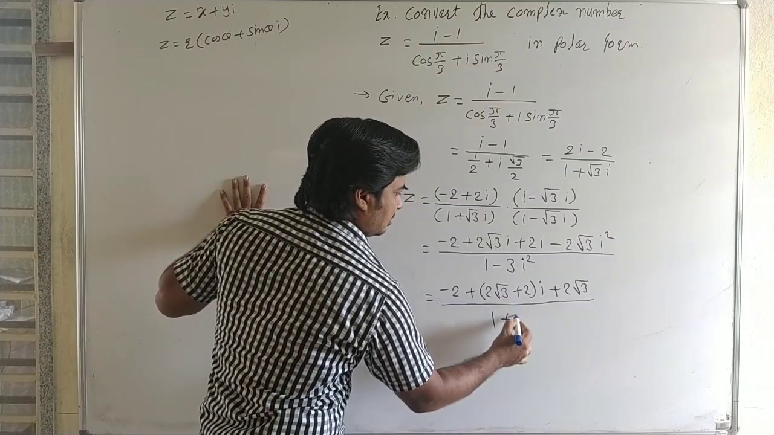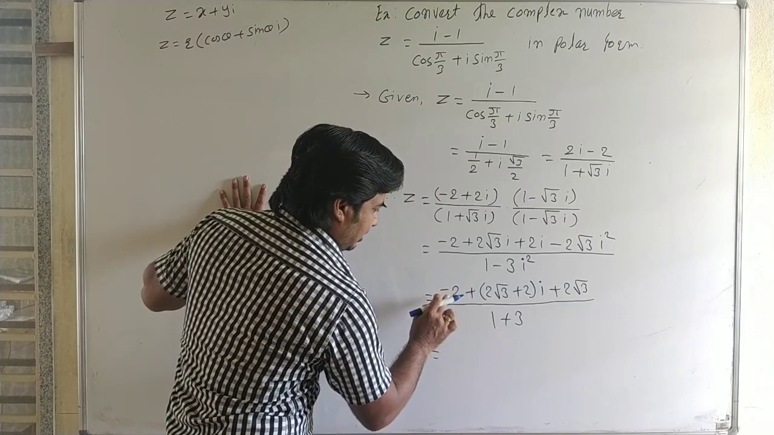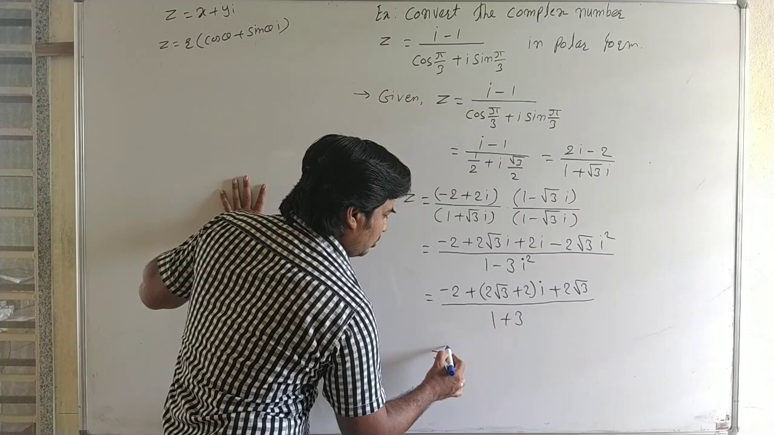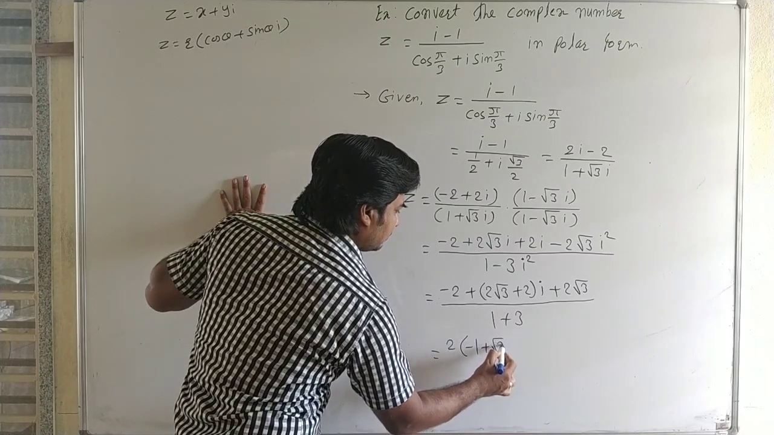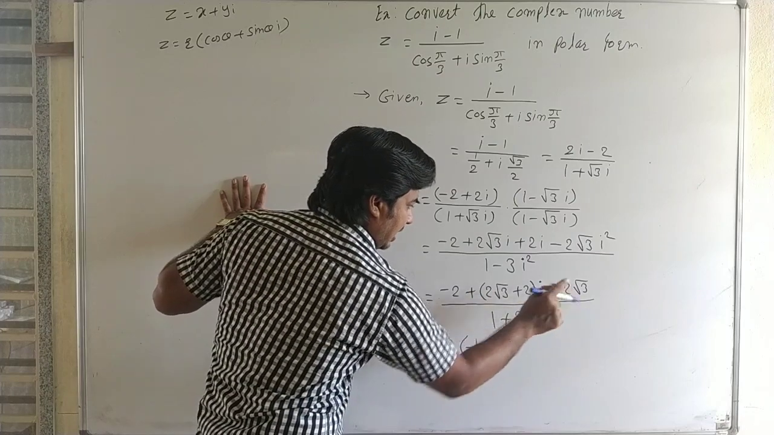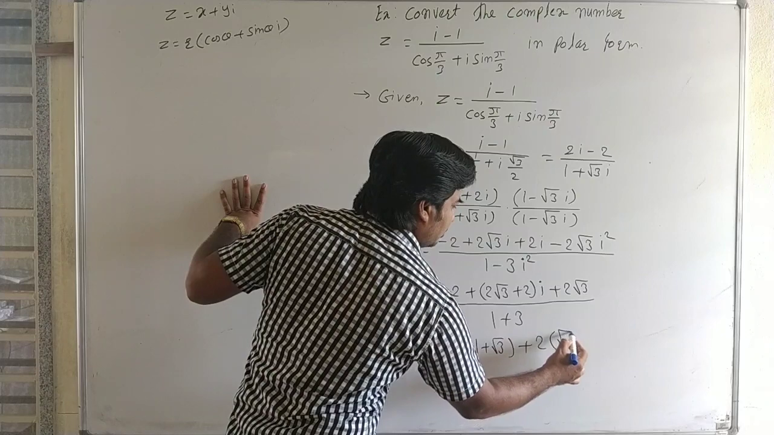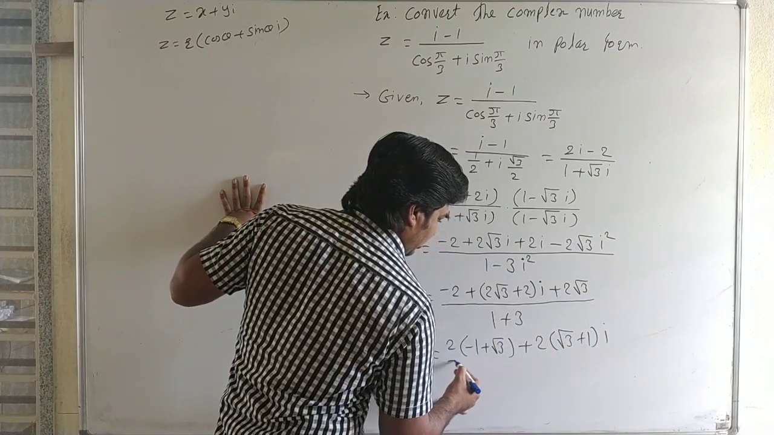1 plus 3. i² is minus 1, and then see carefully: the first and last numbers, take 2 common, then here −1 + √3. Again the first and last numbers, take 2 common, it is (√3 + 1) into i, and the whole upon 4.